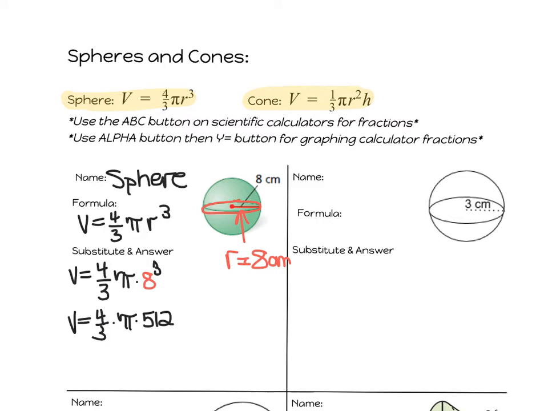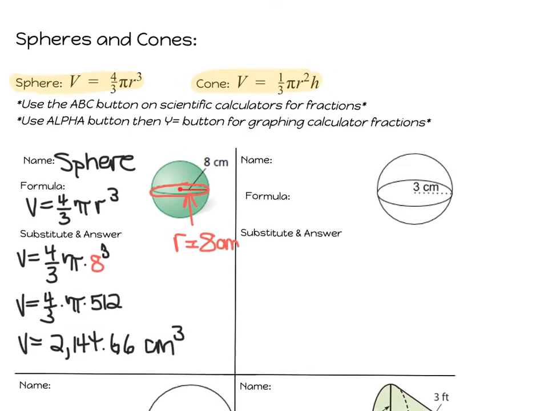Now you should be able to type this whole line in on your calculator. So 4 ABC 3 times pi times 512, or you can get the fraction button using alpha y equals on the graphing calculator. And you get a big number, which is fine because we had a large radius. So our number here, we get volume equals 2,144.66, and our unit, centimeters. Remember, now we're in volume, so we need to cube our centimeters.